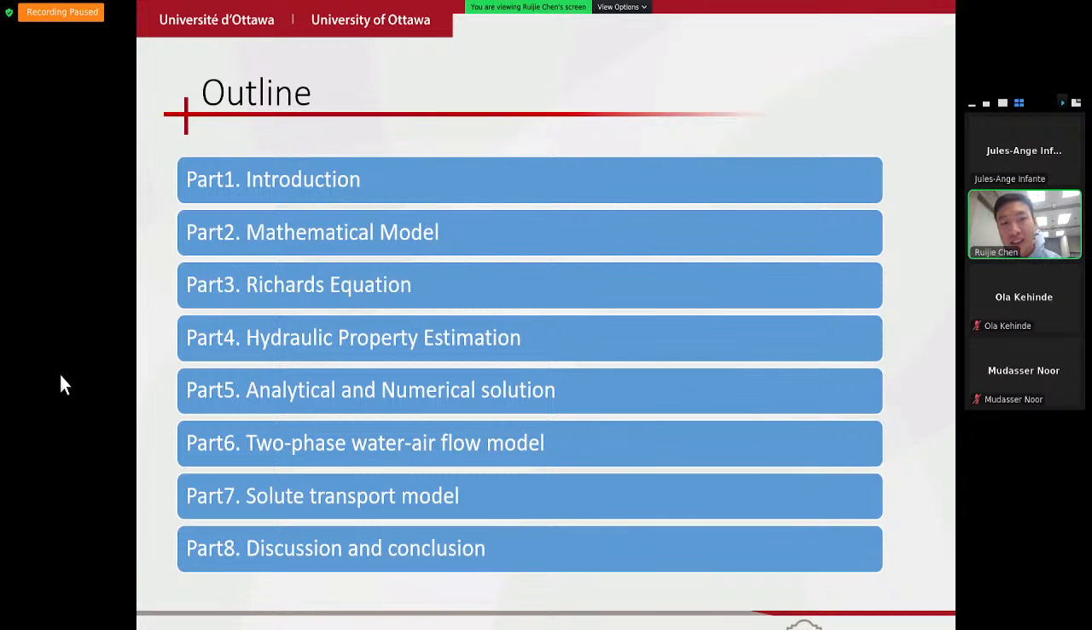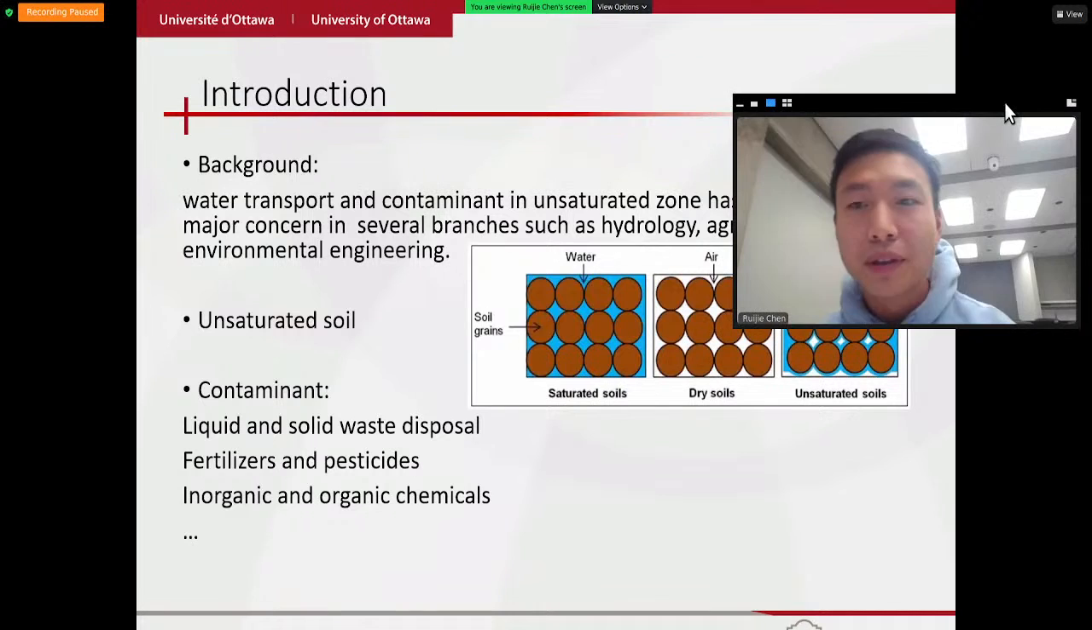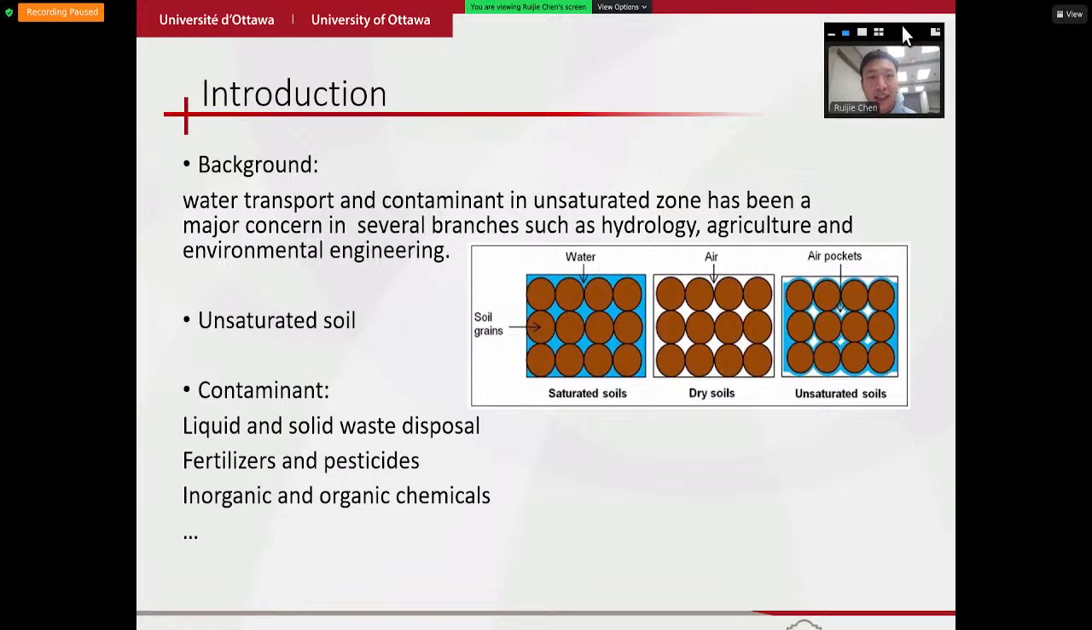Part 6 is about the two-phase water-airflow when the effect of the air pressure cannot be neglected. Part 7 is solute transport for the chemical solutes. And part 8, I will give discussion and conclusion. So unsaturated soil is the soil whose water content is less than its porosity capacity.